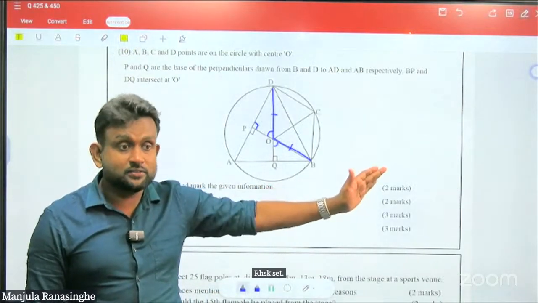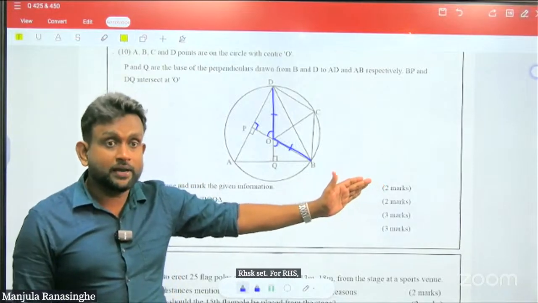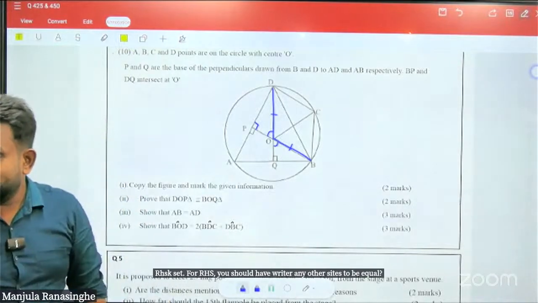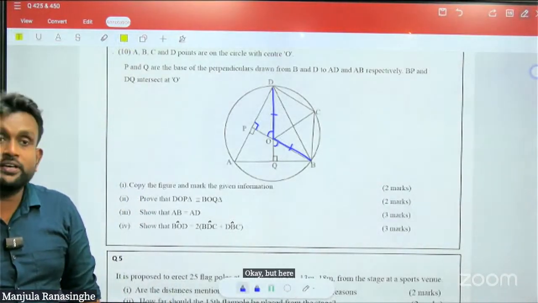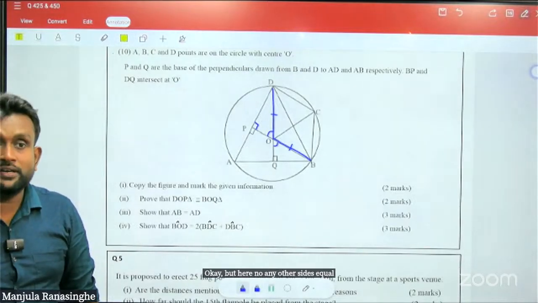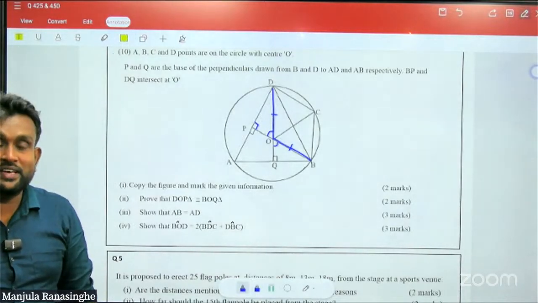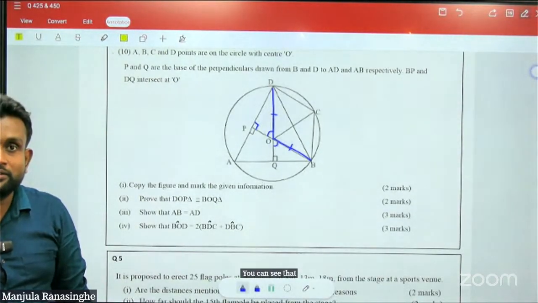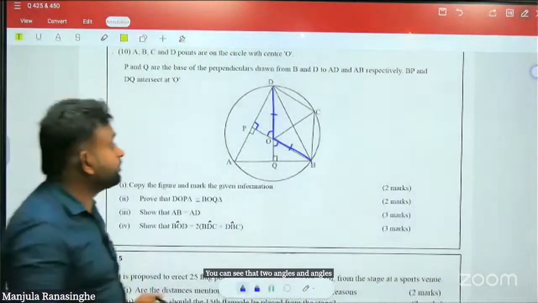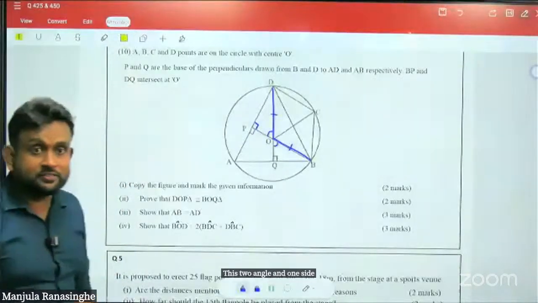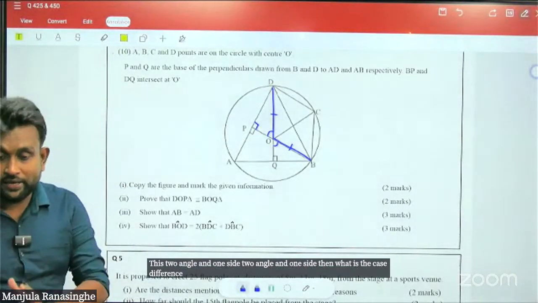For RHS you should have a right angle and any other sides to be equal. Okay, but here no other sides are equal, right? Okay, then what's the case reference here? You can see that two angles and one side are there. Two angles and one side. Then what is the case reference? Angle, angle, side.